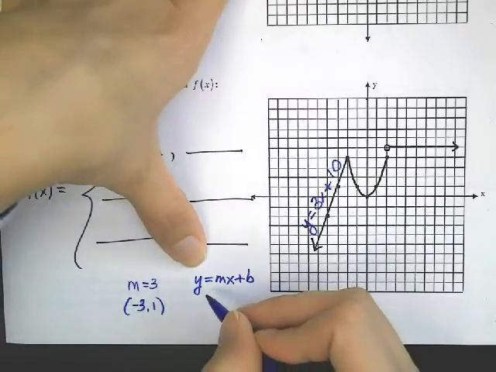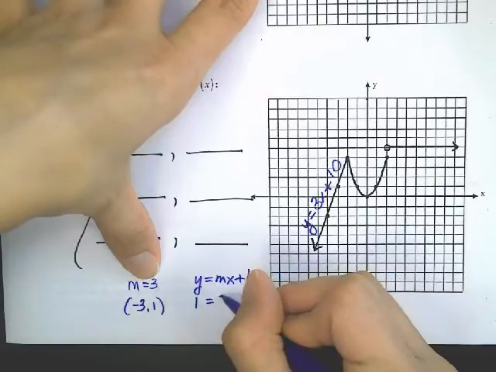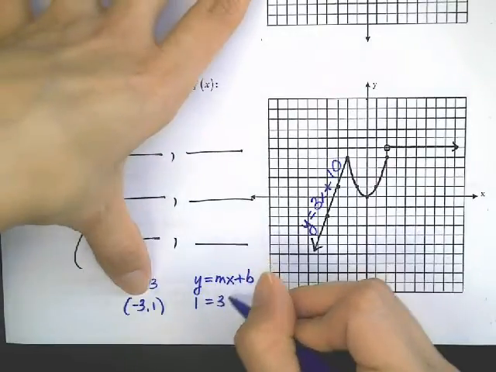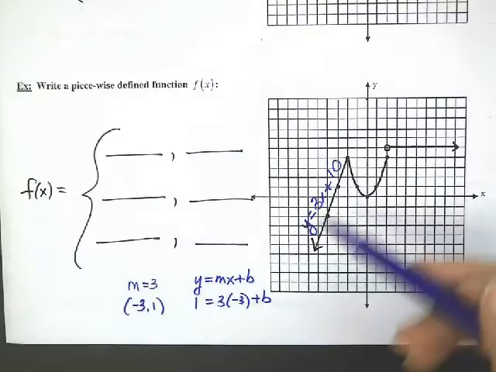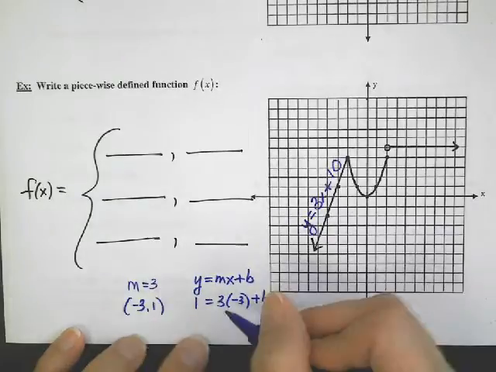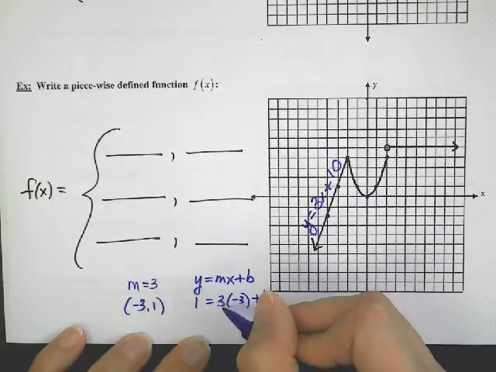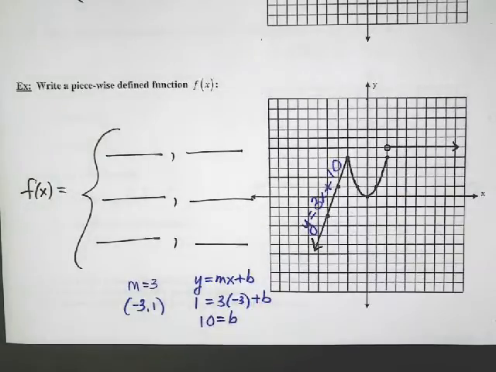So give me a y, 1. Give me an m, 3. Give me an x, negative 3. Plus b. You will have to know how to do this technique because not all the problems are this nice. Negative 9 right here. And if I add 9, then we get a 10. Okay, the b value is definitely a 10.